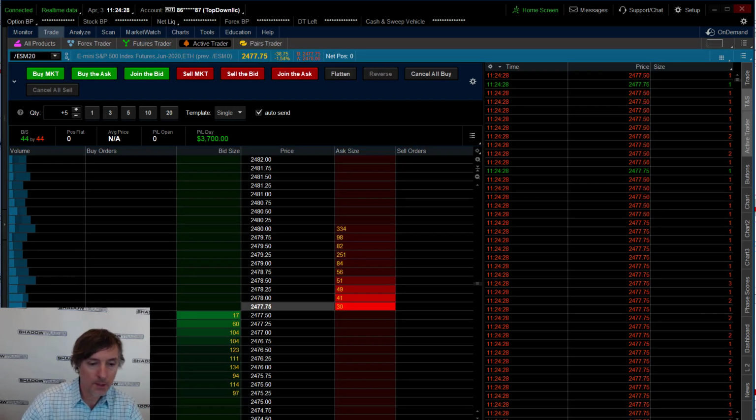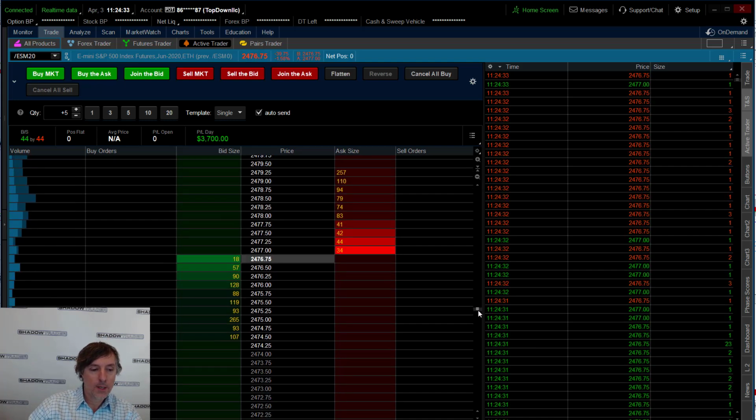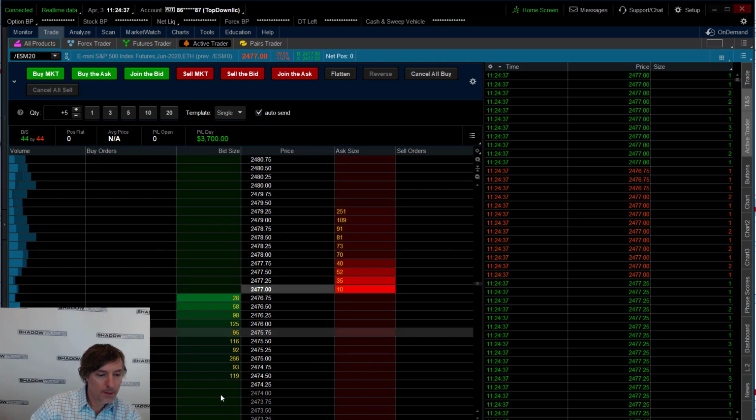You can see here we're getting a little bit closer, 76, 75. Again, we're looking for about the 73 area. I'm just looking at my support area. Yeah, I think that's basically it.